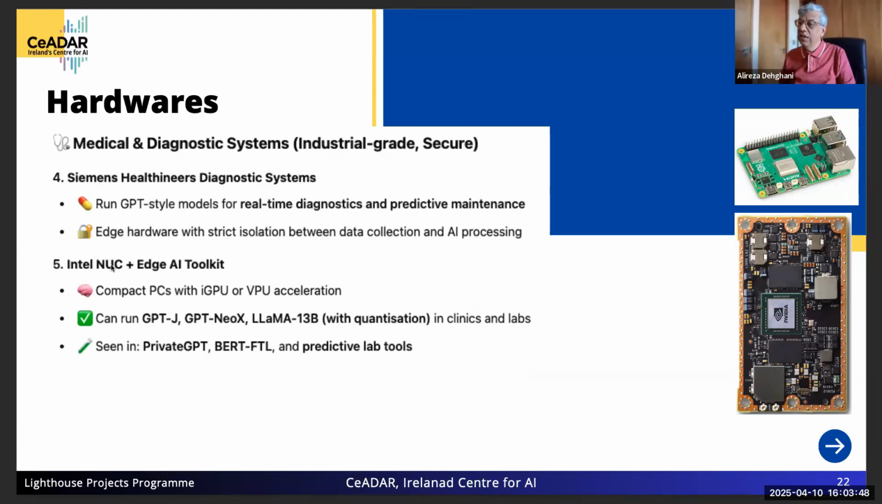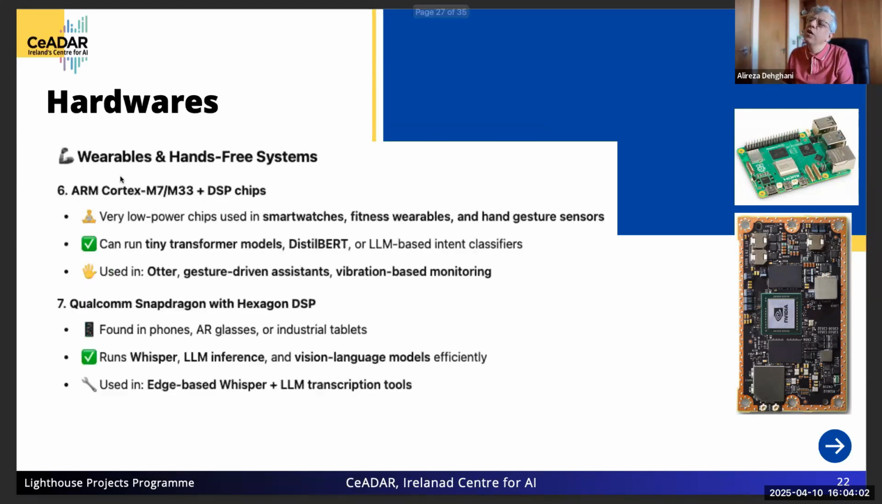And we have Intel NUC and the Edge AI Toolkit, which is very good for private GPT applications or BERT fine-tuning and predictive lab tools. And you can use different kinds of models there. So you need to mix and match. For wearable devices, again, we have ARM Cortex and DSP chips here. They are very low-power chips used in smartphones, etc. You can run different kinds of models there, and you can use it in different applications.